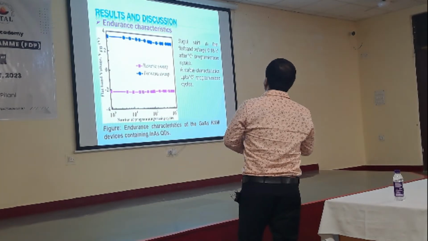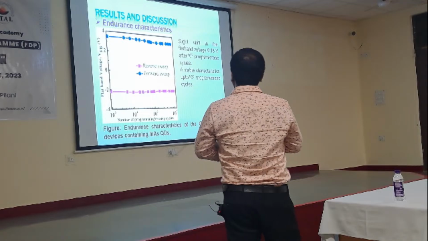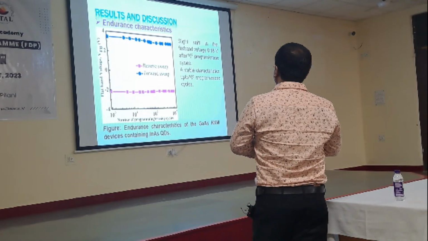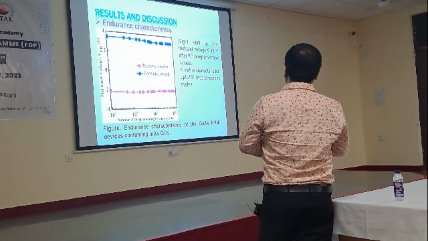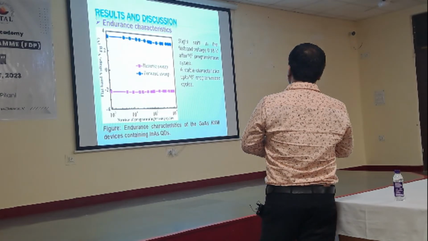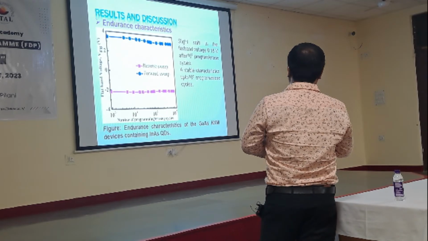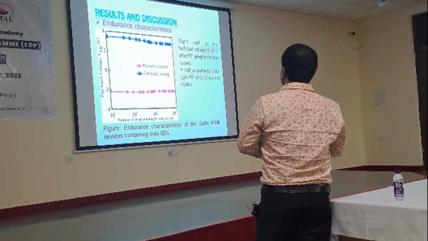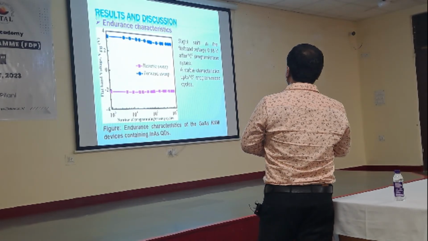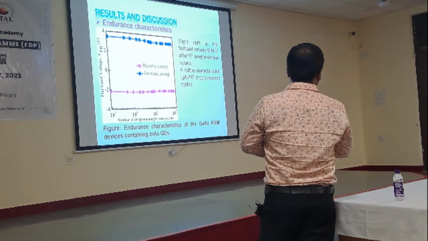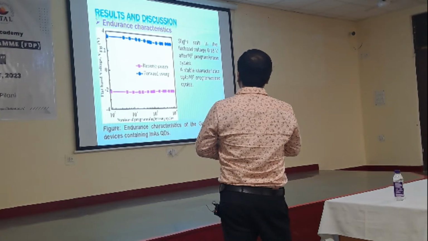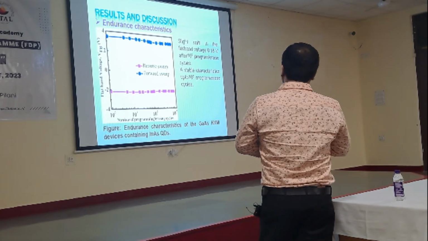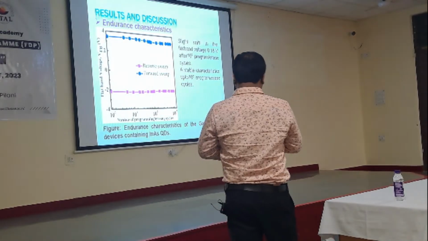Now this is the endurance characteristics study. You see up to 10 to the power 2 cycles, no such shift is there, almost linear. After 10 to the power 2 cycles there is only a very slight shift. So you can see that your structure is very stable. If you calculate the shift, it is only in the range of 0.1 volt, which is very negligible, for both the forward and reverse sweeps. So you can say that your device is very stable.